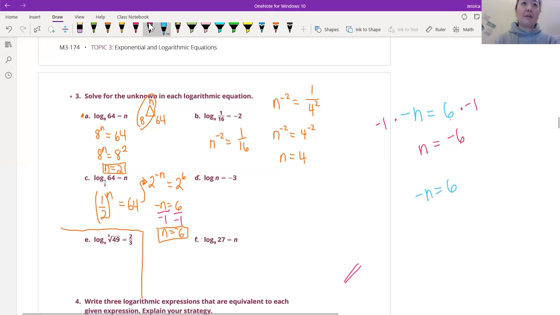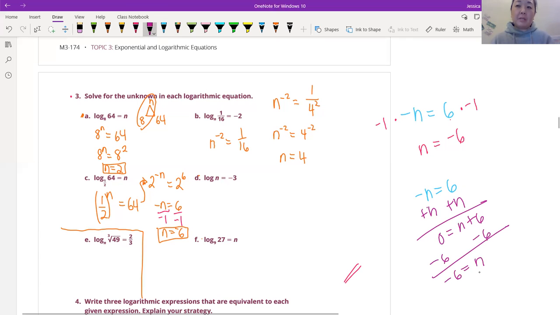Another way you can do it, if you like to think about it this way, is I like to, in my brain, add n on both sides and then subtract 6 on both sides. I just flip them, right? And if I do that, I get 0 is equal to n plus 6. Then how do I get rid of the plus 6? Subtract 6, right? So you see how this is a little more work, but you can totally do it. You don't have to just divide by -1.